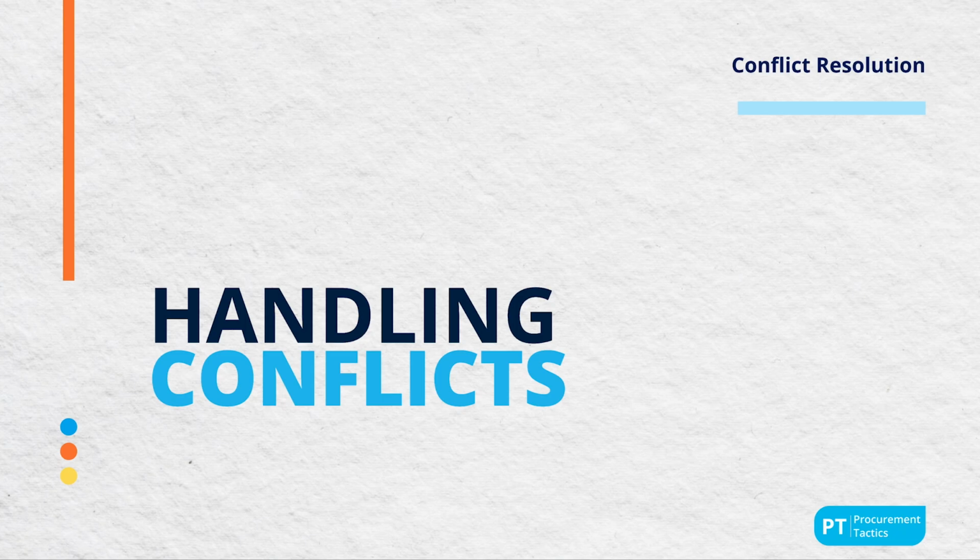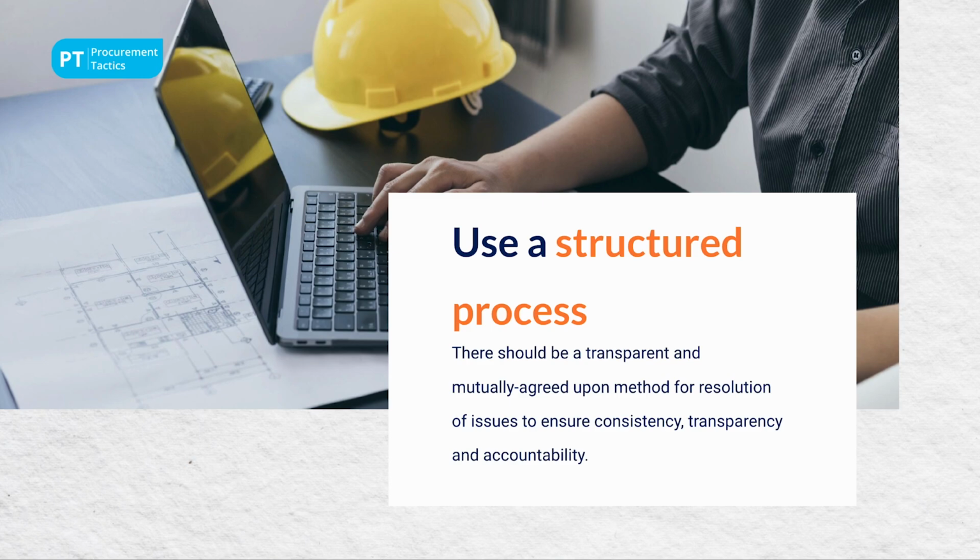Now, as we all know, every problem can be solved, so it's best not to panic when you encounter these kinds of disputes. Instead, follow these guides we came up with. Use a structured process. Establishing a well-defined conflict and dispute management process can prevent confusion, frustration, and delays. There should be a transparent and mutually agreed upon method for the resolution of issues to ensure consistency, transparency, and accountability. Consider also developing a detailed implementation plan where resource allocation, responsibilities, and timelines for addressing issues are outlined. And of course, review and reassess these regularly.